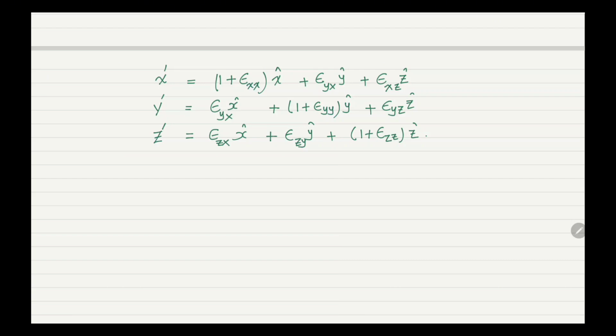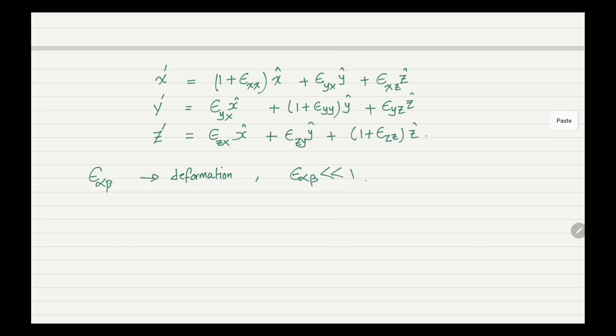Now the coefficient epsilon alpha beta is defined as the deformation, and it's dimensionless with values much less than 1. So epsilon alpha beta is much less than 1 if the strain is small. Notice that the original axes x hat, y hat, z hat were of unit length, but the new axes x prime, y prime, z prime will not necessarily be of unit length.